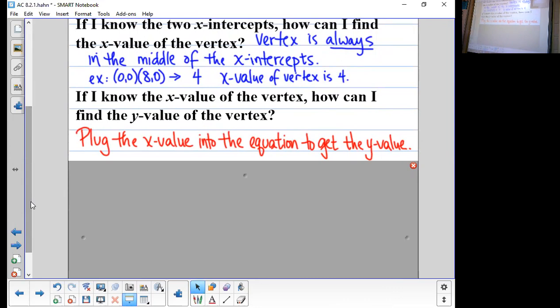That would give you the two x-intercepts and the vertex. Those are 3 of the 4 special points that we need in order to graph a quadratic. Can you think of what the 4th special point might be? I've got the 2 x-intercepts and the vertex. What would the 4th point be? The y-intercept. All right, cool.